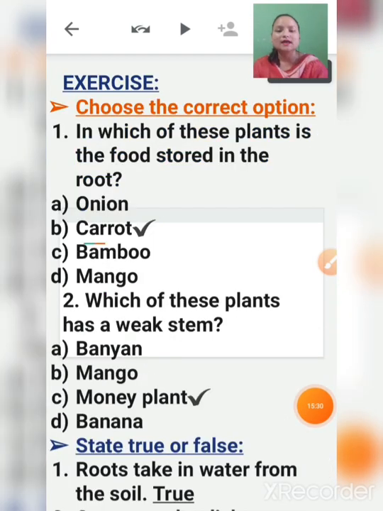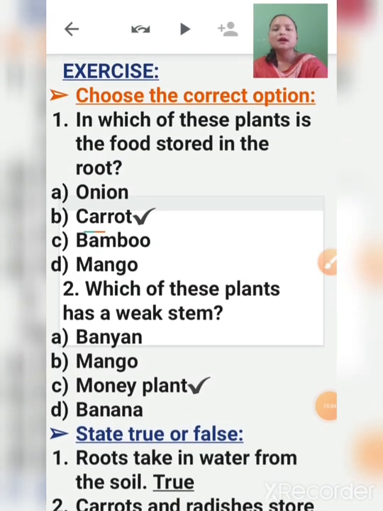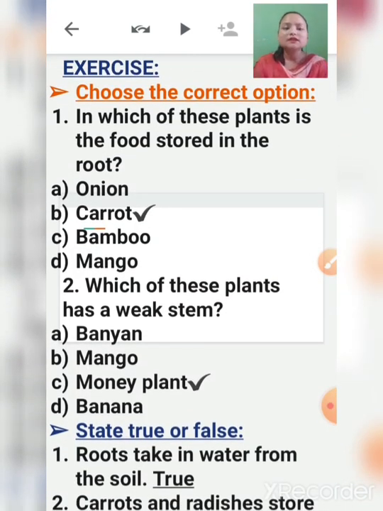Now let's see the exercise. Okay. Here, choose the correct option. First, in which of these plants is the food stored in the root? Where is it stored, children? Yes, carrot. Right? Carrot, radish, beetroot are edible tap roots. That means they store their food in the roots.